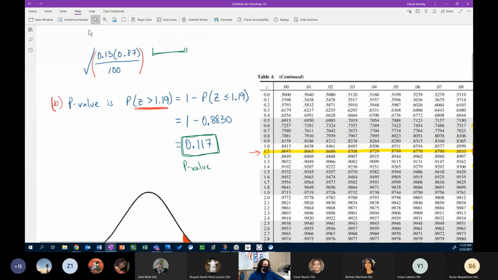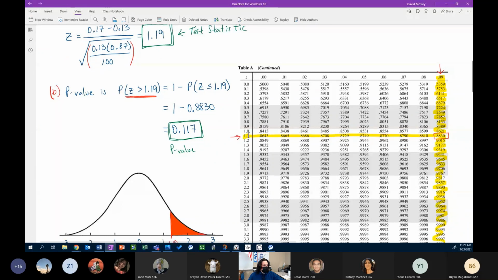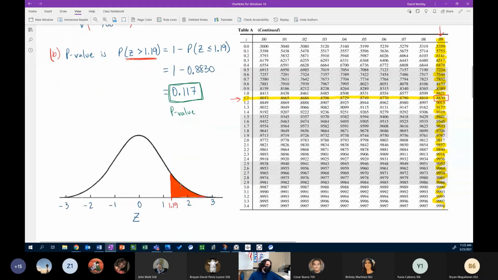When we go into table A, we find 1.1 on the left-hand side, 0.09 on the top row. They intersect at 0.8830. I subtract that from 1, we get 0.117, or about 11.7%. On the normal curve here, this is the proportion that I found, this shaded red area. The proportion of the curve in this shaded part is 0.117.